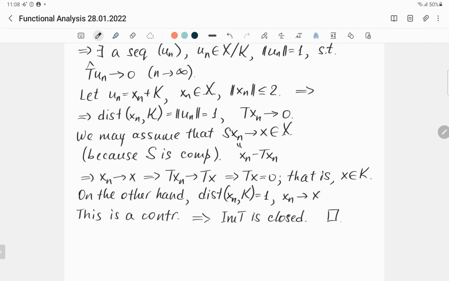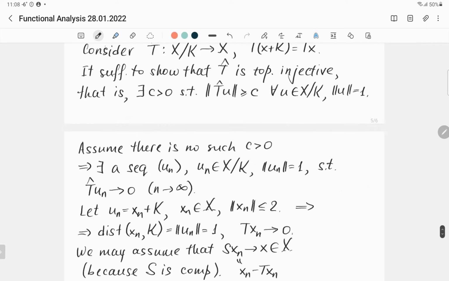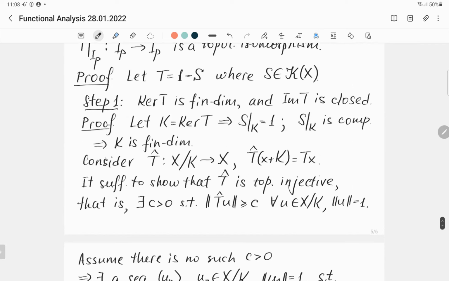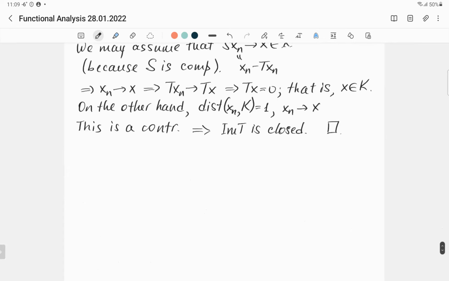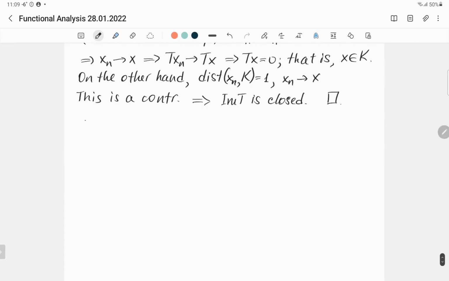Okay, so this is the end of step 1. We have proved that the kernel is finite dimensional and the image is closed. The second step is to show that T is Fredholm. Step 2: T is Fredholm.